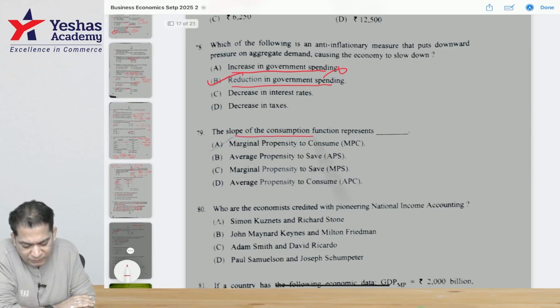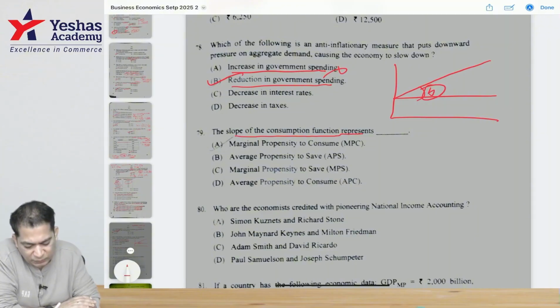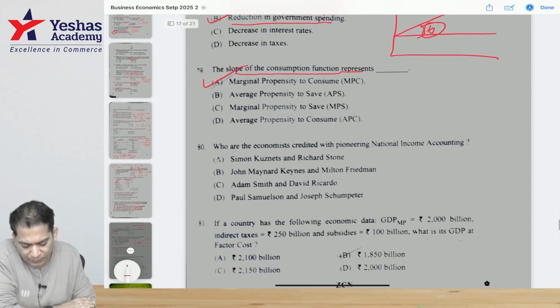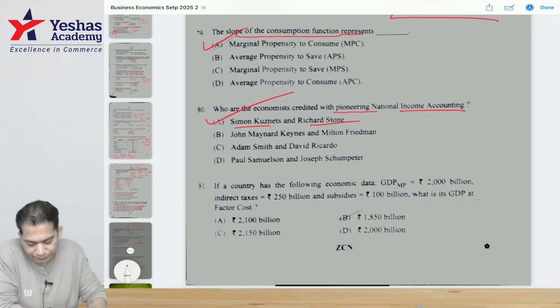The slope of consumption function is represented by marginal propensity to consume. Alright, the degree of the consumption curve is determined by the value of B. Who are the economists credited with pioneering national income accounting? Simon Kuznets and Richard Stone. The first thing that we wrote when we started the national income concept.